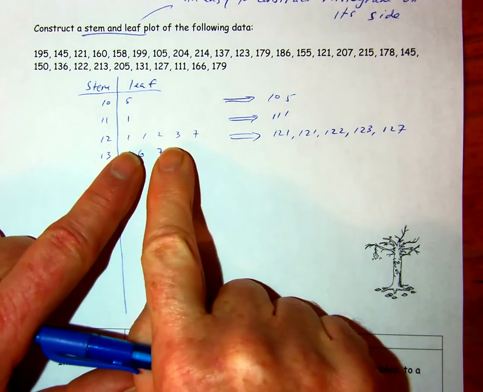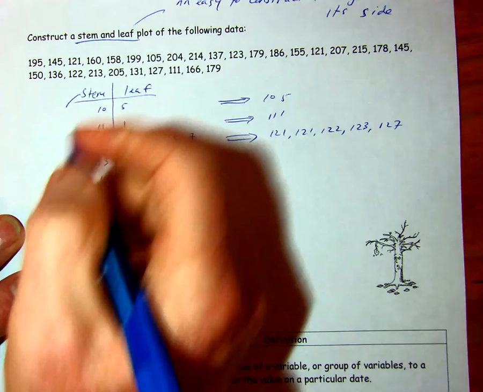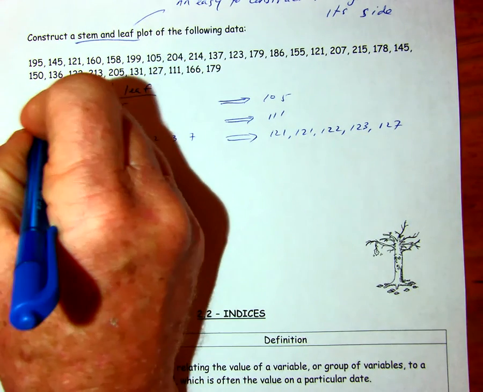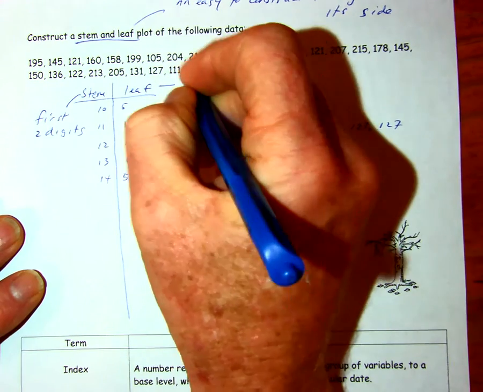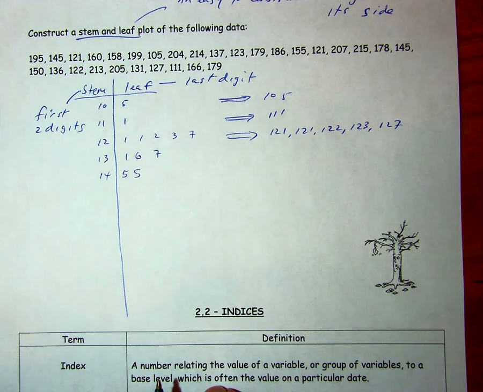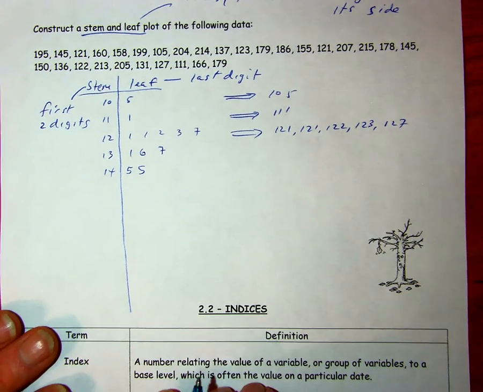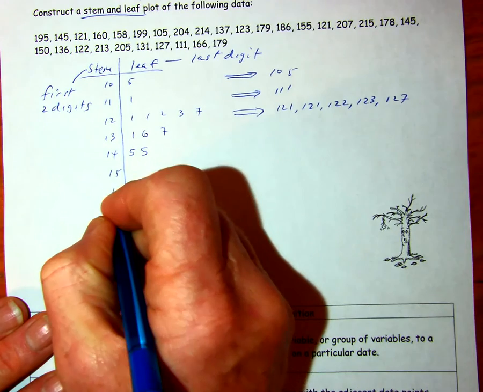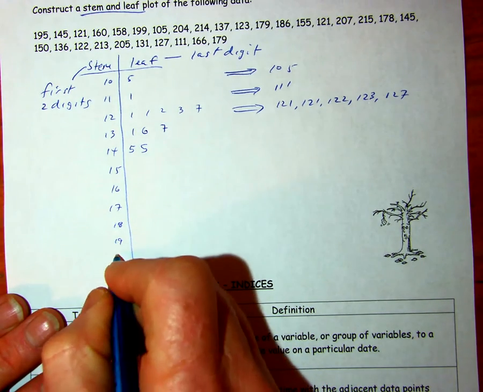So this thing represents 5 numbers, right? So the stem, in this example, we're using the first 2 digits as the stem. And the leaf is the last digit. Now, if you only had 2-digit numbers, then you would use the stem as being the first digit and the leaf being the last digit. But here we have 3-digit numbers. So if you continue on, this would be just 15, 16, 17, 18, 19, 20, 21.